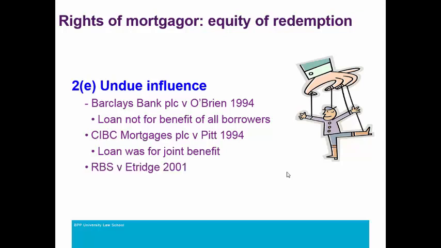The Etridge case from 2001, which you can read for yourselves, is very similar by way of facts, but it tells us exactly what a spouse or a co-owner has to be advised in order to make sure that they can't argue undue influence. The list of factors is quite long, but essentially the co-owner must be advised of the effect of the document, the seriousness of the risk, what the lender can do if everything goes wrong, and the fact that the borrower can say no, they don't have to do this.